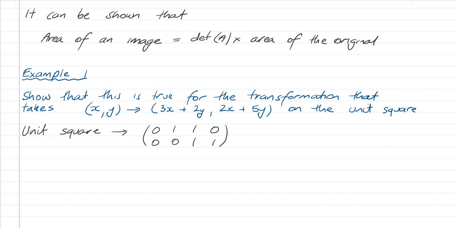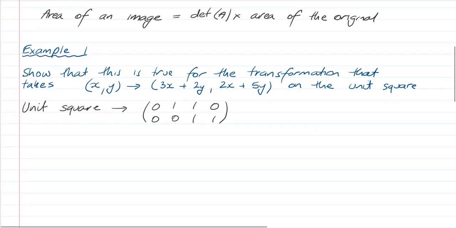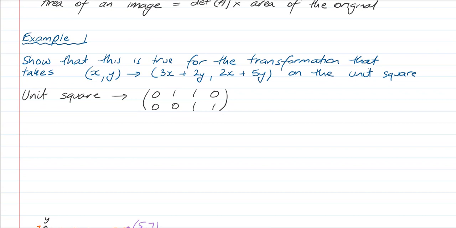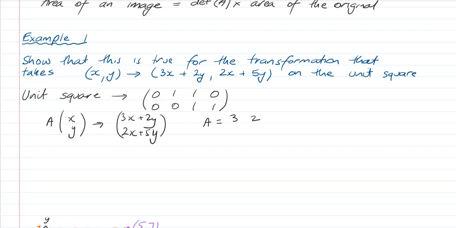And example 1 says, show that this is true for the transformation that takes (x, y) to (3x plus 2y, 2x plus 5y). So what I'm going to do is start by just looking at what this A value here is. If A times (x, y) goes to (3x plus 2y, 2x plus 5y), well, then this means that A must be equal to the matrix 3, 2, 2, 5. And we've seen this transformation matrix before.